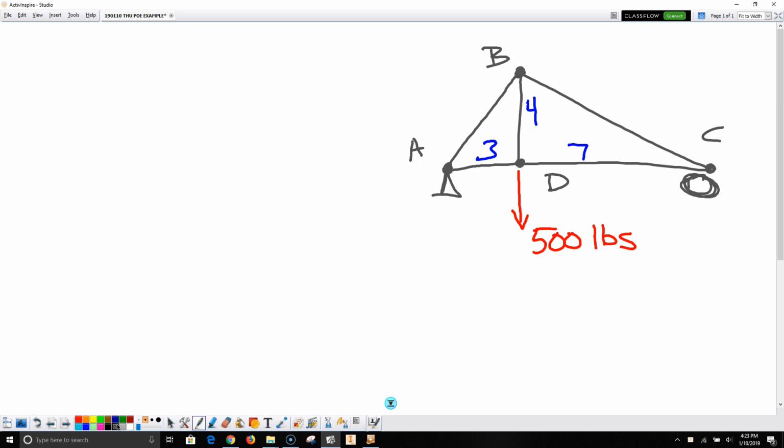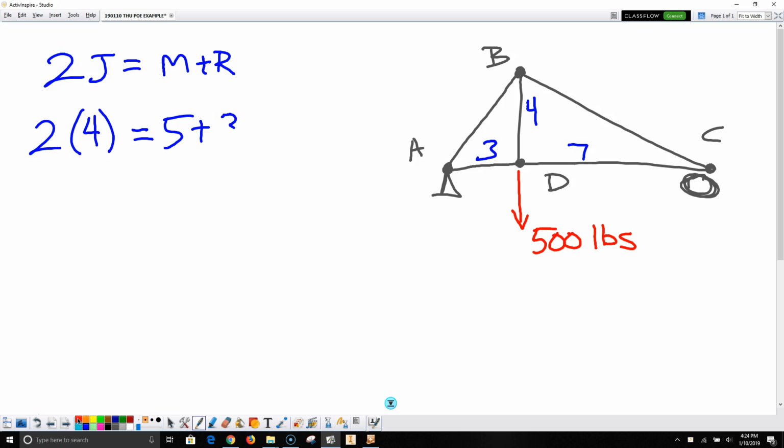After you've got the drawing, the next thing we're going to do is check for static determinacy. To do that, we are going to look at our formula: 2J equals M plus reaction forces, the members plus the reaction forces. If we look at this, we have 2 times 4 joints equals 5 members plus 3 reaction forces. The reaction forces are as follows. We know we will have a reaction force at C. We don't know what direction it is, but we know it's there. We have one at A and another one at A. So 2 times 4 is 8, 5 plus 3 is 8. We're good to go. Check. We're done with the first part.